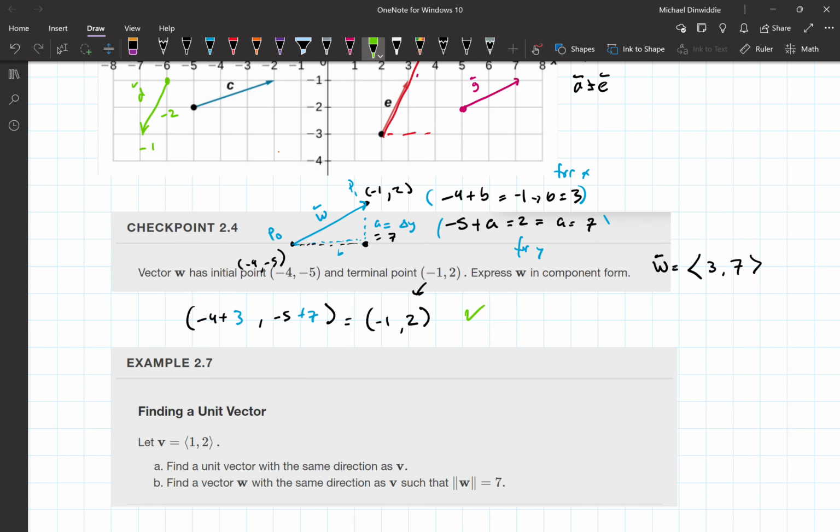This is going to be one last one here, which is finding a unit vector. We're going to focus on this in a later video just because I don't want to keep you too long. And this is finding a unit vector. So it says let v equal 1, 2.